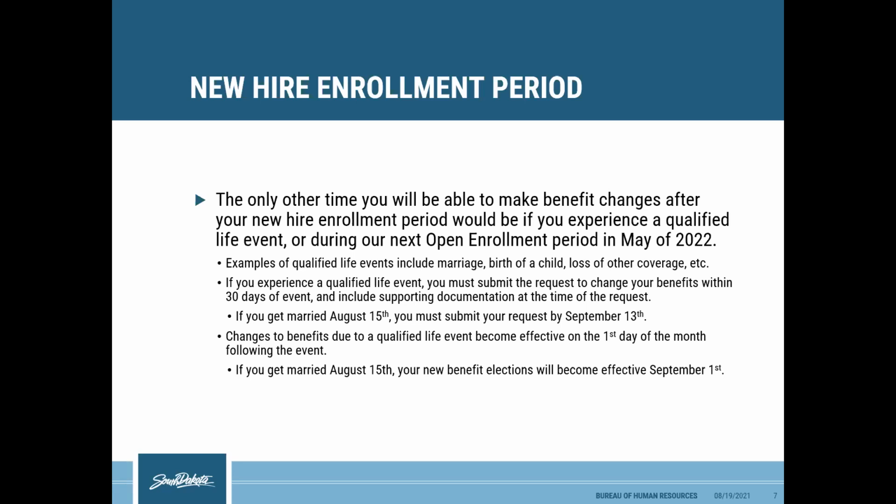If you experience a qualified life event, you must submit the request to change your benefits within 30 days of the event and include supporting documentation at the time of your request. For example, if you get married on August 15th, you must submit your request no later than September 13th. Changes to benefits due to a qualified life event become effective on the first day of the month following the event. Again, if you got married on August 15th, your new benefit election would become effective September 1st.